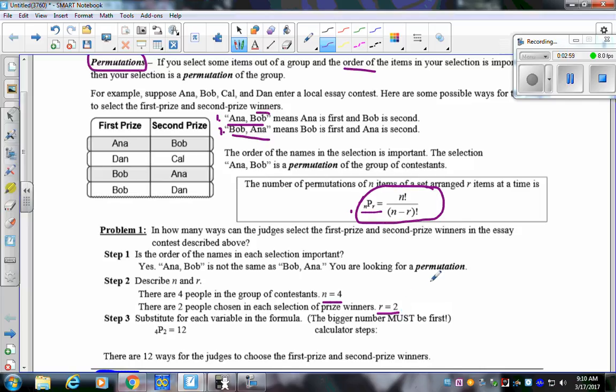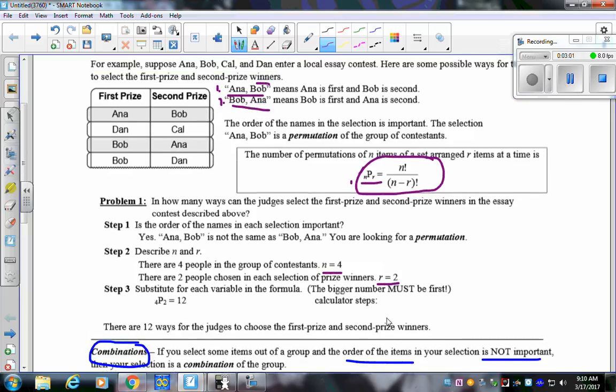The n will always be bigger. I think I wrote that down in here somewhere. Yes, the bigger number must be first. If it doesn't come first, it won't work out and you'll get 0 as an answer. So if you're like, oh, I don't remember which one's n or r, bigger number comes first, okay? So this one is a 4P2, an nPr.